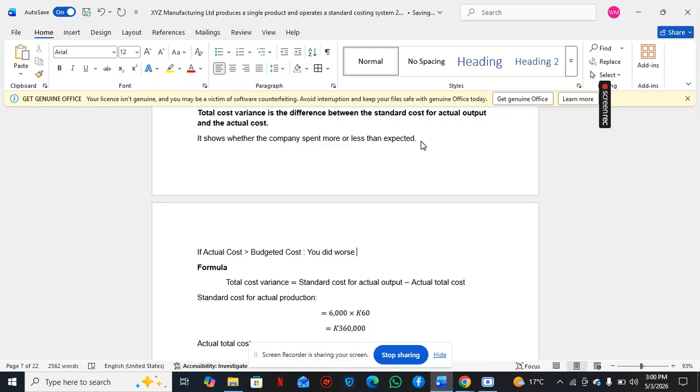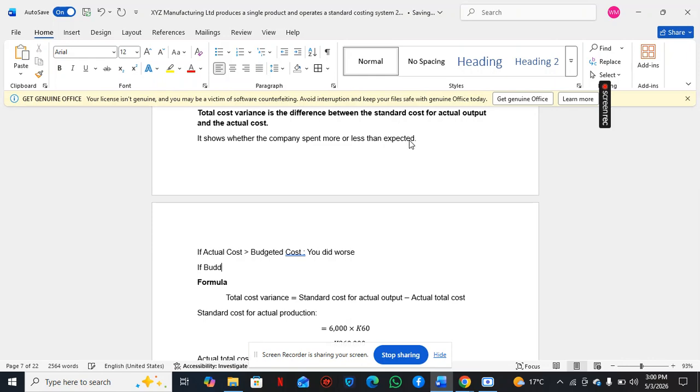For example, if my budgeted cost should be 10,000 kwacha, then you find your actual cost was 15,000 kwacha, it means you did worse, you spent more. But if your budgeted cost is 10,000 and your actual cost is, let's say, 5,000, you did better. So if budgeted is greater than actual, you did good.